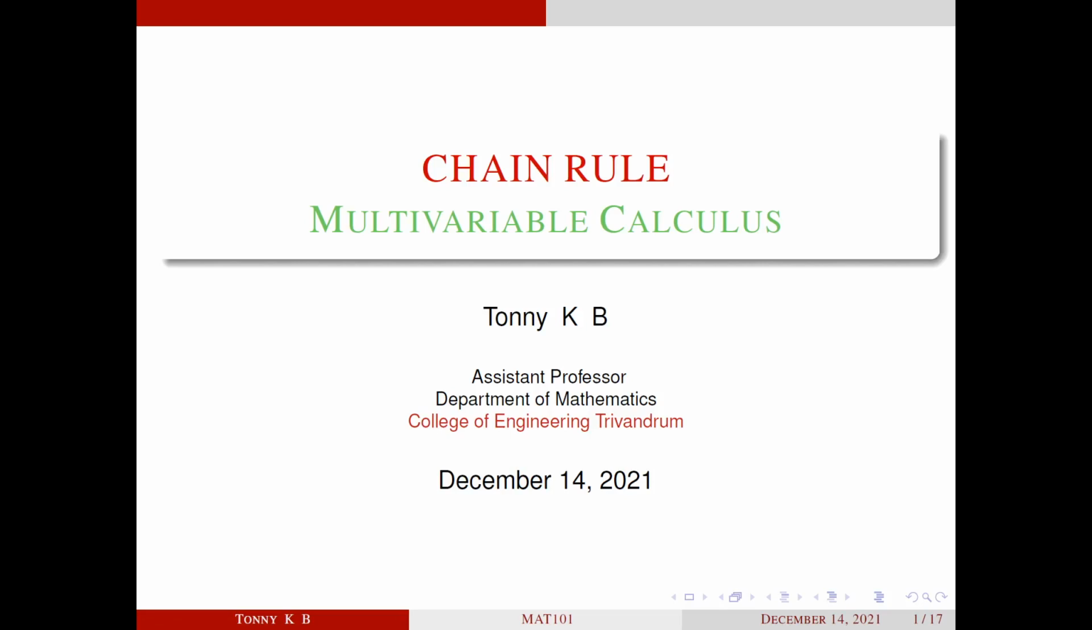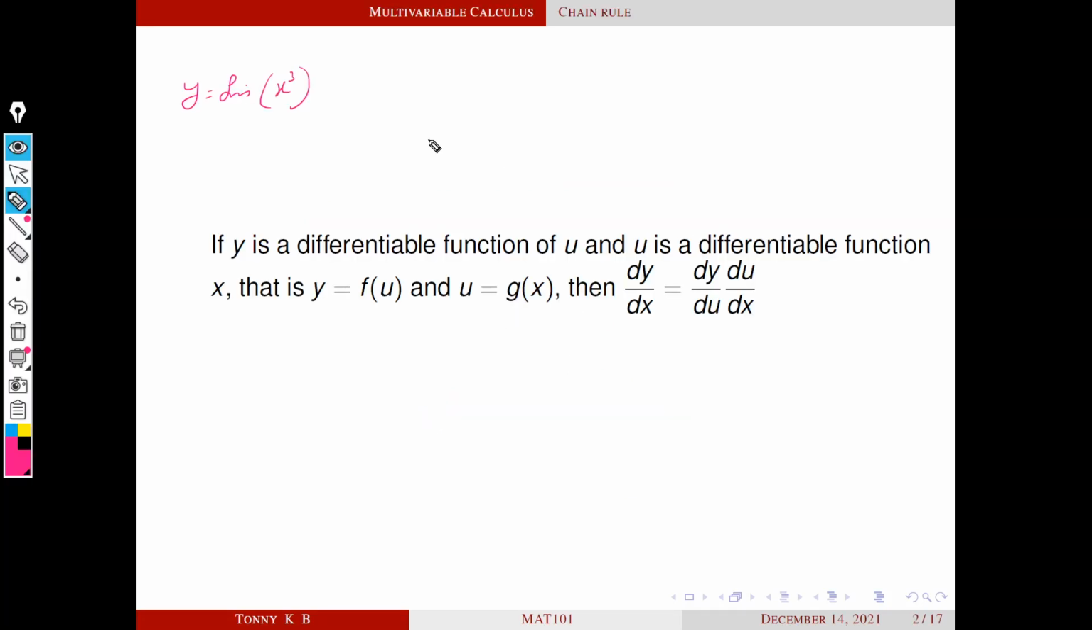Namaskaram. Today we will discuss the chain rule for a multivariable function. This is the chain rule for a one variable function. That means y is a function of u and u is a function of x. Then ultimately y is equal to f of g of x. That means y is a function of x.